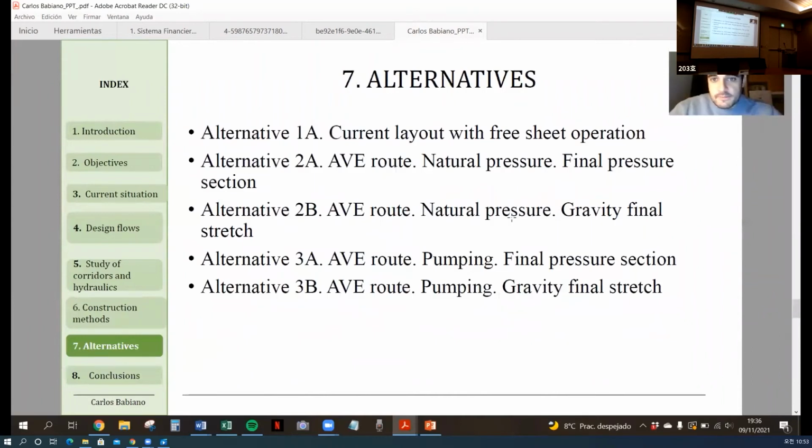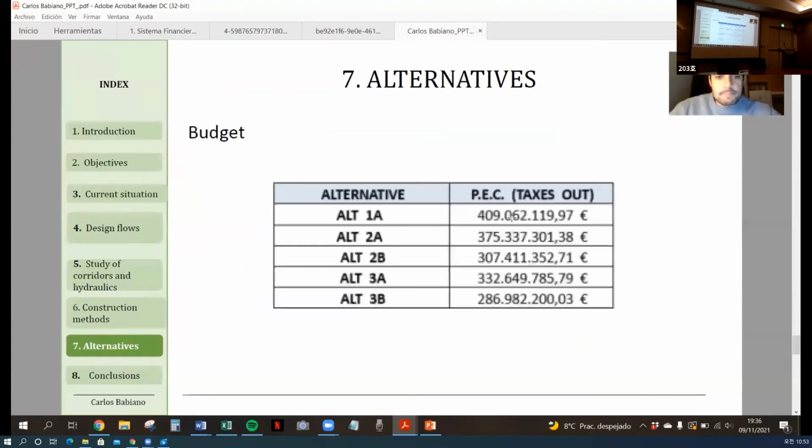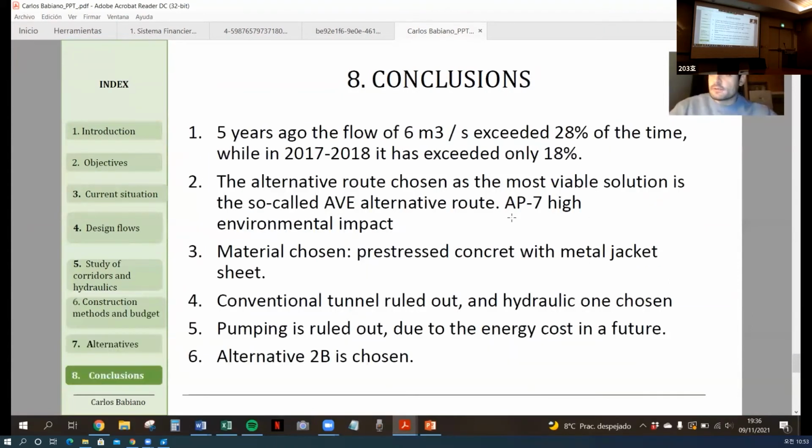Alternative 2B follows the railroad with natural pressure and gravity in the final stretch. So at the end, we don't need pumping, and gravity really works by itself. This is the conclusion that we have started for this thesis, but at the end it works for everything, especially when we are talking about long distances.